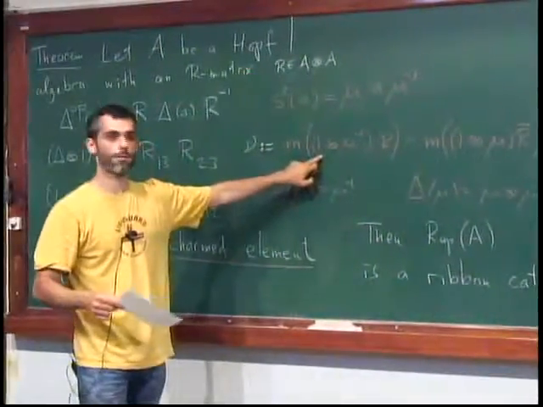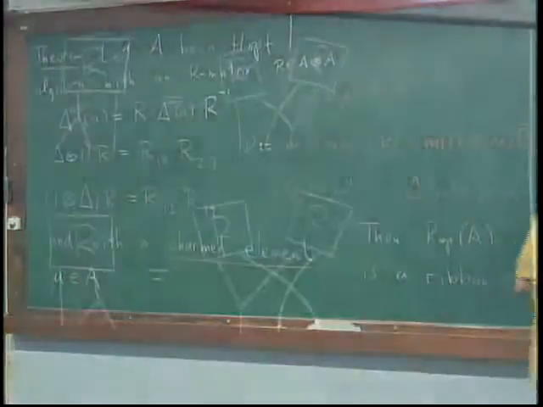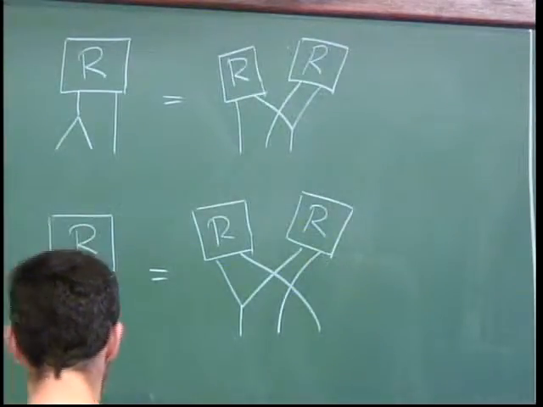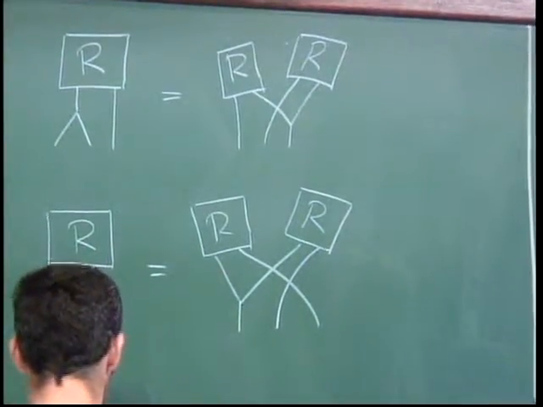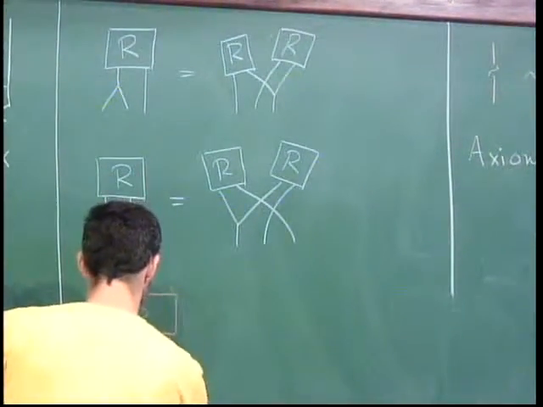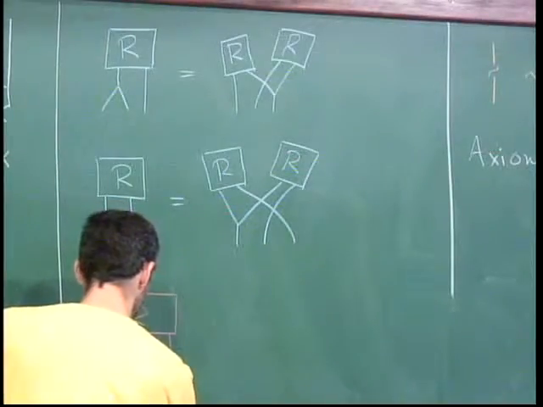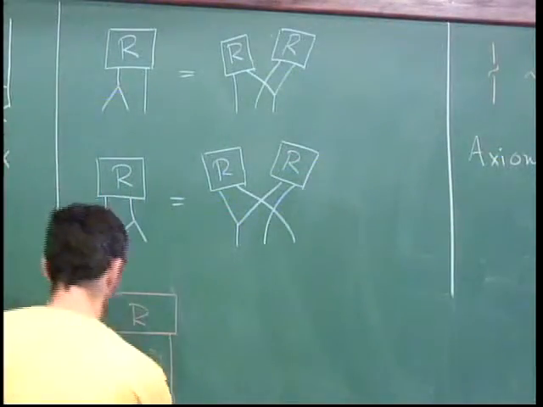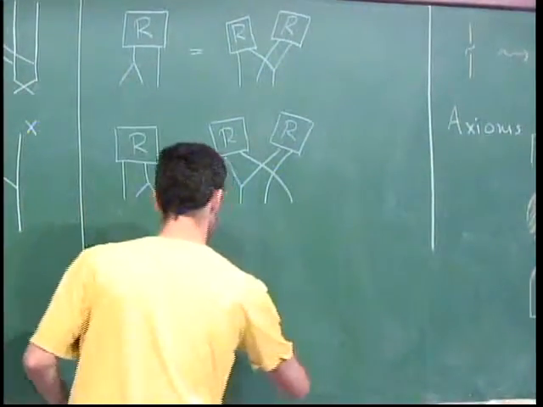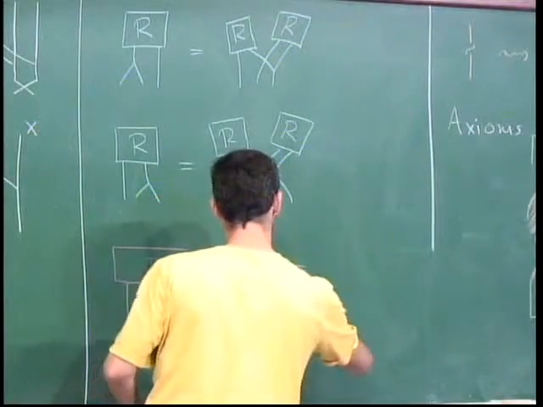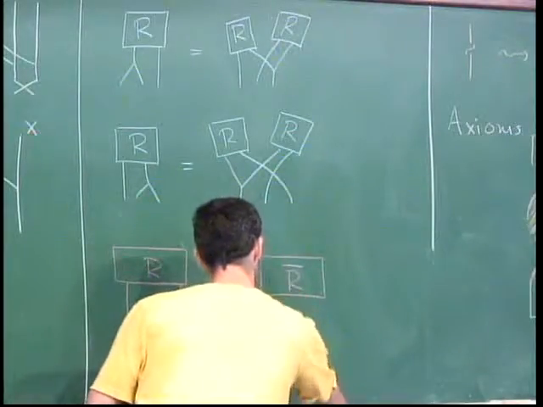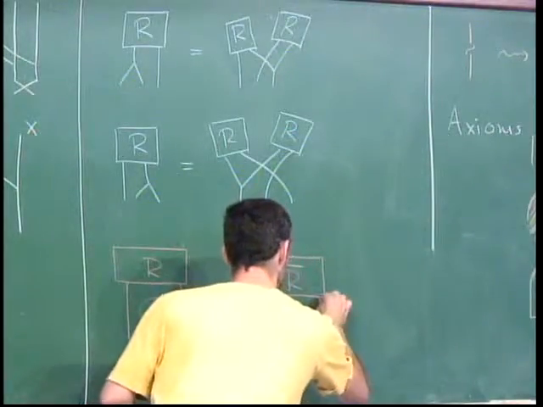Okay, let me also draw a picture for this one. So that one does the following. It says I have R here, mu inverse. I multiply them all together with mu inverse in the middle. That should be the same as R bar, mu in the middle, and multiply them all together.